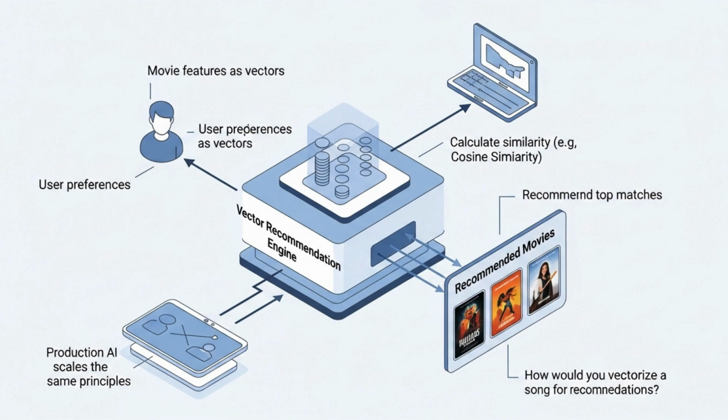In production AI systems, the scale just gets bigger. Large language models use vectors with thousands of dimensions for word meanings, and computer vision systems convert images into complex feature vectors. The underlying math, however, remains exactly what we've covered today. You're now equipped to think like an AI engineer. As a final thought, consider how might you represent a song's attributes as a vector to build a music recommendation system?